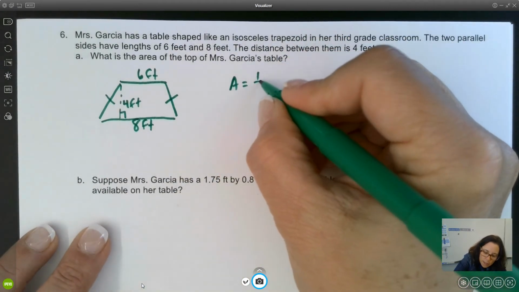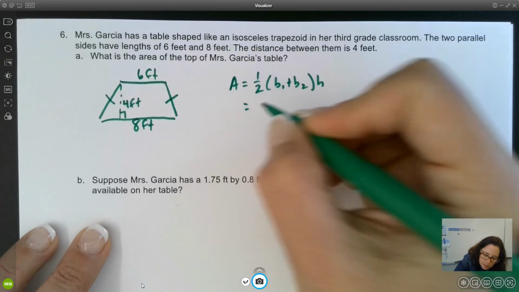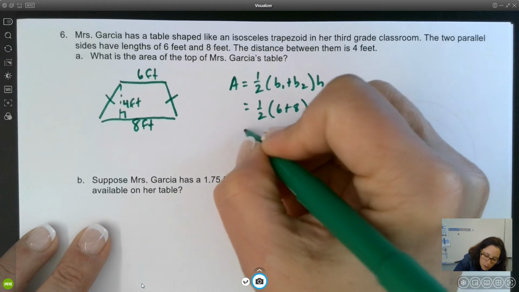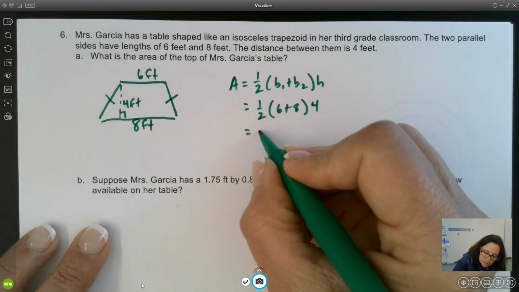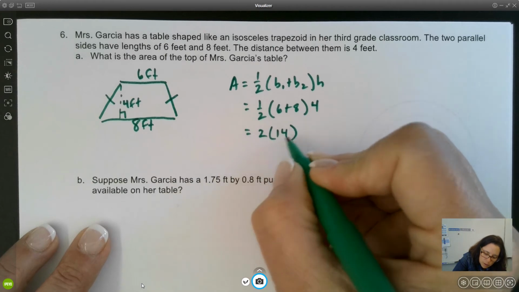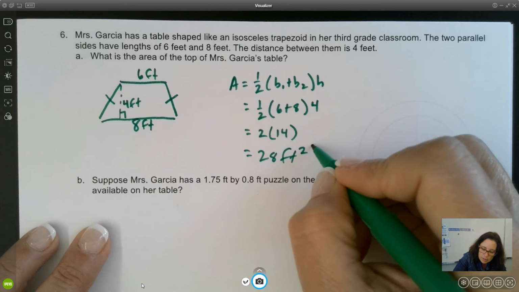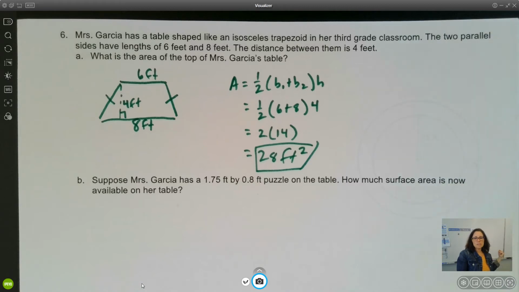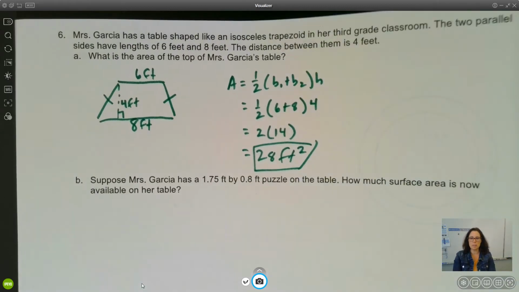What is the area of this table? So 1/2, add the bases together, times height. 1/2, 6 plus 8 times 4. Half of 4, I'll take that right now. 2 times 14, which is 28 feet squared. That's the area of Mrs. Garcia's table.